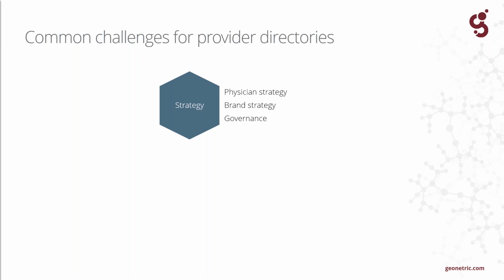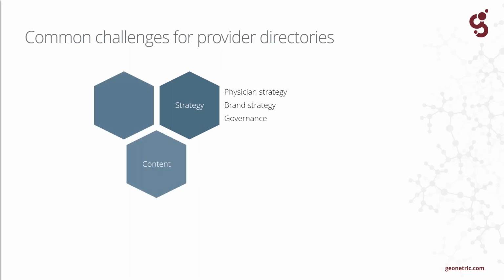And then the governance aspects. Who owns this data? Who gets to make decisions? Who gets included in this directory? Some of those high-level pieces, as well as just how is it going to be updated and maintained, and what's the timeliness around that? We see a number of struggles around content, of course, usually starting from the data side.